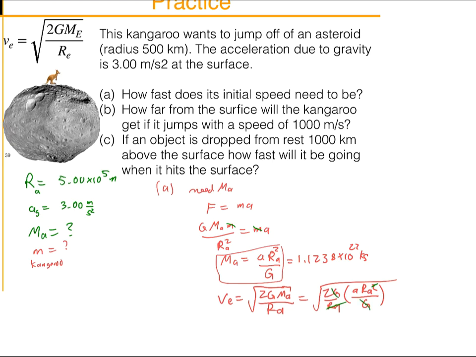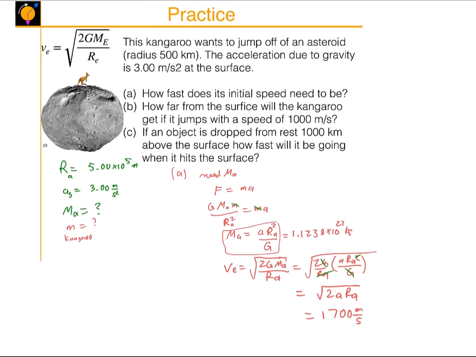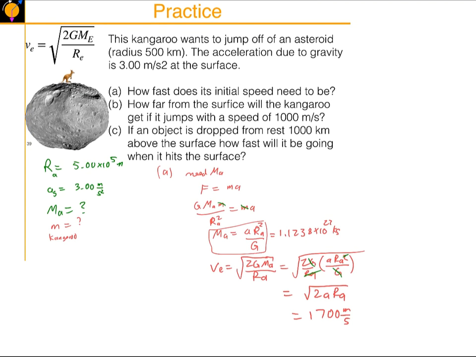That cancels out the g, and I end up with an equation for the escape velocity that is nice and simple. It is 2 times the acceleration due to gravity on the surface times the radius of the asteroid. When I plug in my numbers, I get about 1700 meters per second. So that's kind of cool. That's the escape velocity of not just a kangaroo, but anything from the surface of this asteroid.